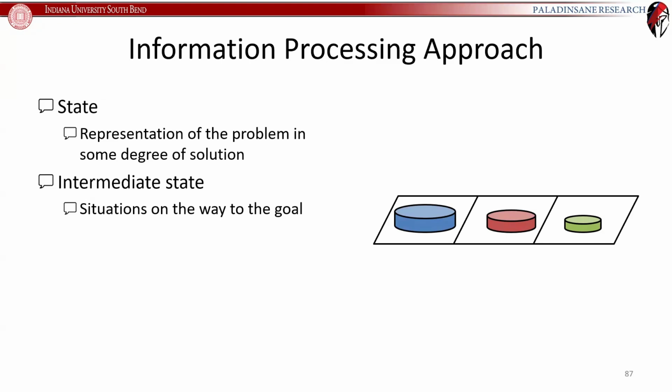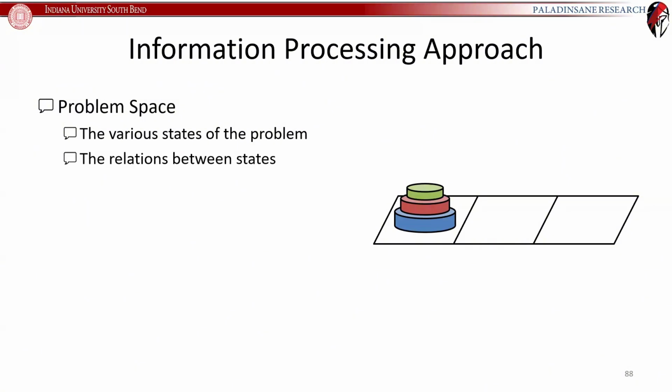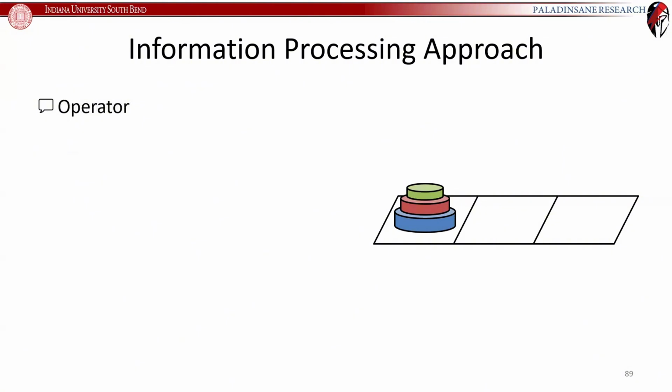So what we do with all these states is we take them and we can use them to create a problem space. And a problem space is the various states of the problem. So the initial state, the goal state, and all the intermediate states. And it's also the relations between the states. And the way that states are related to each other is through what is known as an operator. And an operator is a way of moving between states in the problem space.